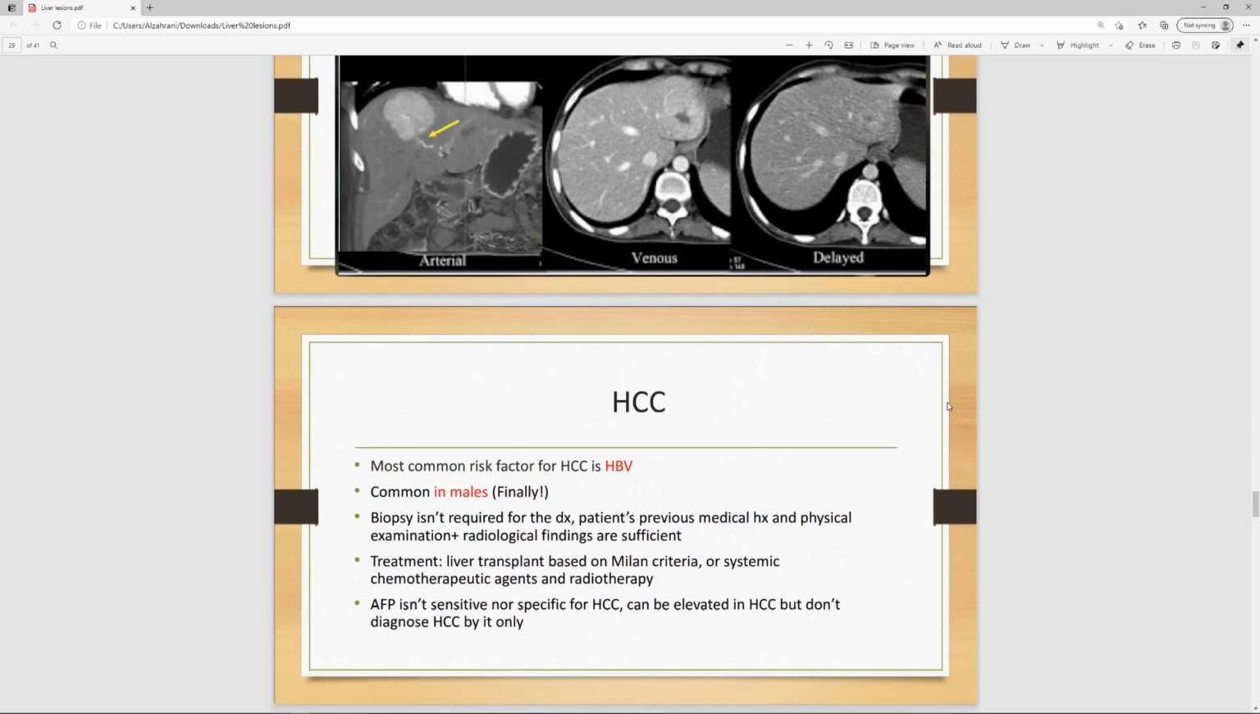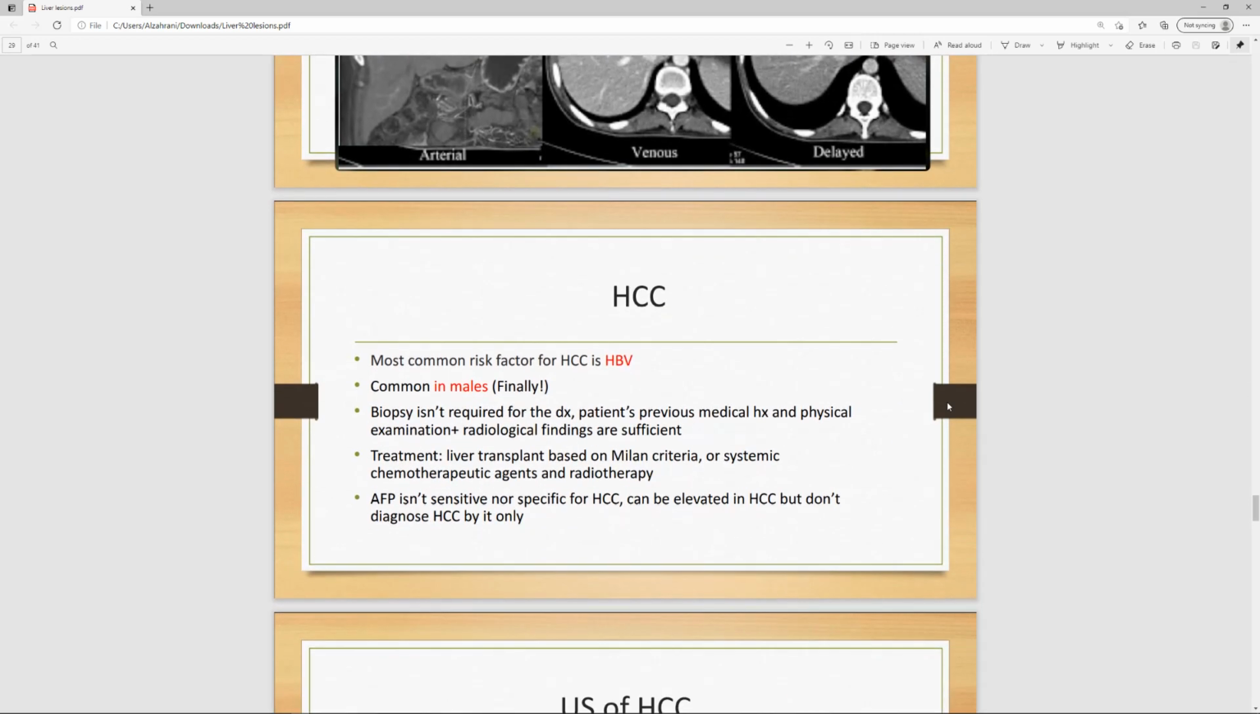Okay, now we will move to hepatocellular carcinoma. Most common risk factor for hepatocellular carcinoma is hepatitis B virus, commonly in males. Finally, previous lesions كانت common in females. Biopsy is not required for the diagnosis. The patient's previous medical history, physical examination, and radiological findings are sufficient.